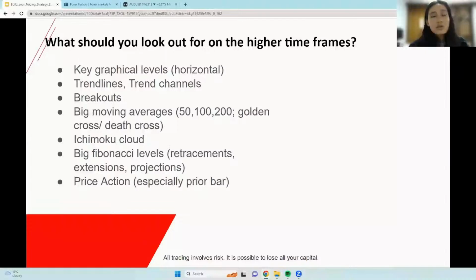Big moving averages. So if you make use of the 50, 100, 200 golden cross or death cross levels, the indicators, and Ichimoku cloud as well. So we can use the Ichimoku cloud to give us an idea of where prices are headed towards. So if price is moving below the Ichimoku cloud, it is a bearish signal. If price is moving above the Ichimoku cloud, then it's a bullish signal.